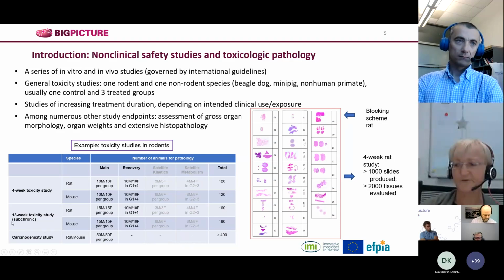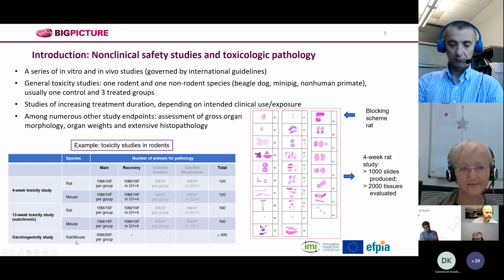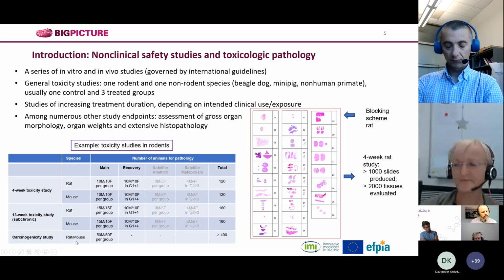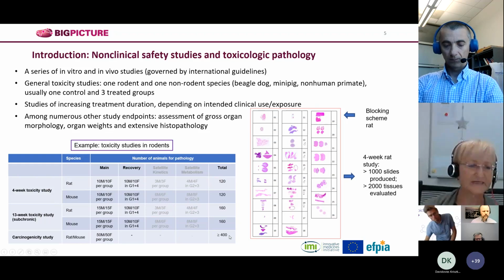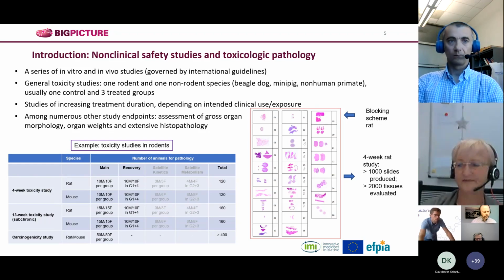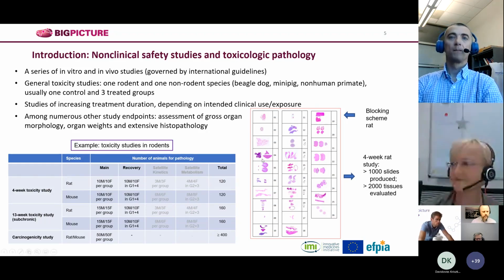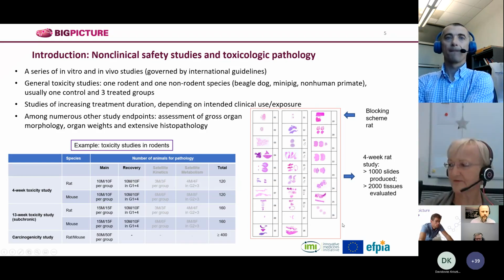A longer duration would be a 13-week toxicity study. So here you can see the number of animals at the end of the study for pathology is higher, would be typically 160. And a carcinogenicity study, which is lifespan treatment of rodents for 2 years, with 50 males and 50 females per group, so that we end up with at least 400 animals in such a study. And this is also important to give you an impression about the dimension.